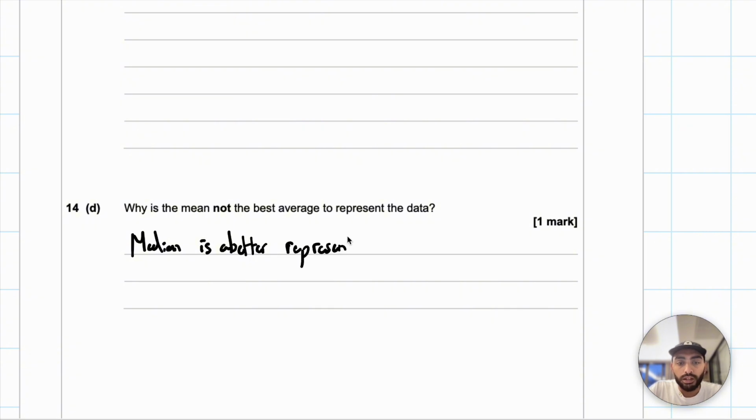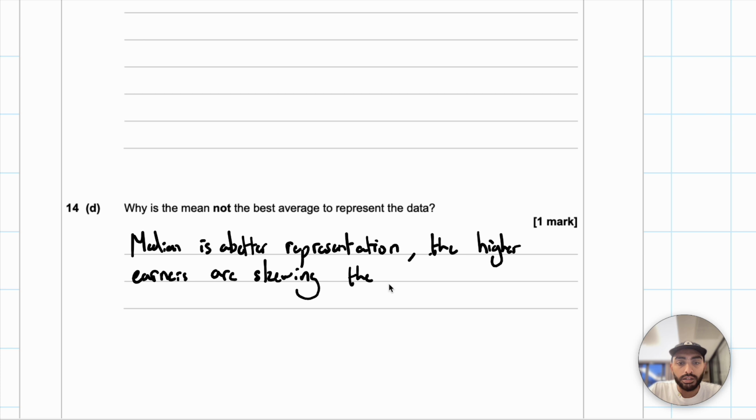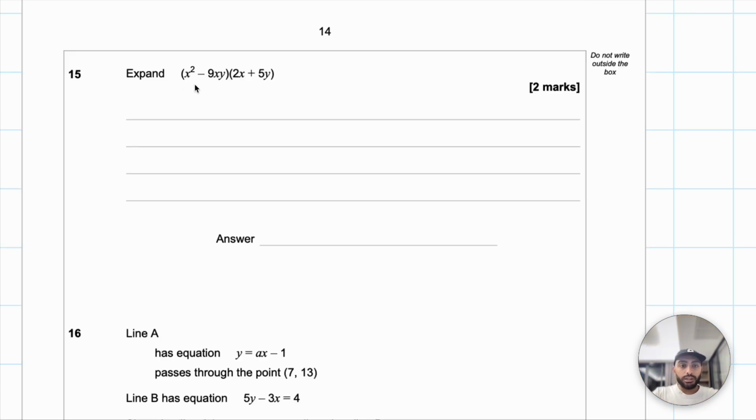And one reason for that is because the higher earners are skewing the data. Higher earners are skewing the data.